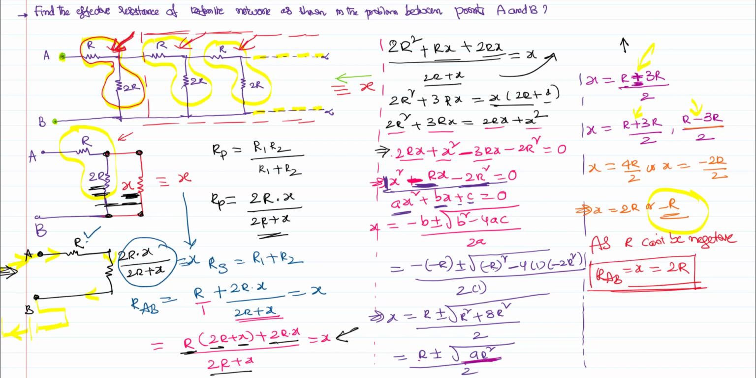But I want you to observe one thing. You have connected infinite resistors in the problem between the points A and B because the other end is infinite, but still the answer is a finite answer. X is nothing but equal to 2R. That's it.